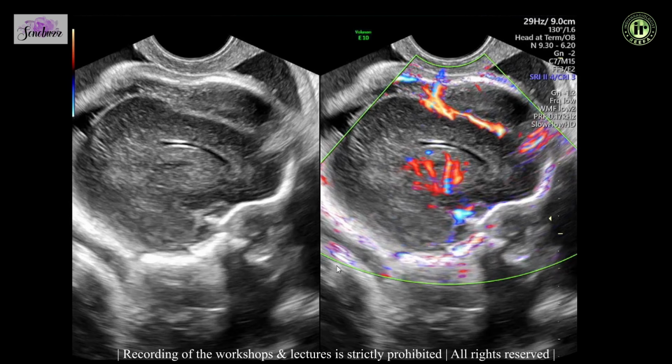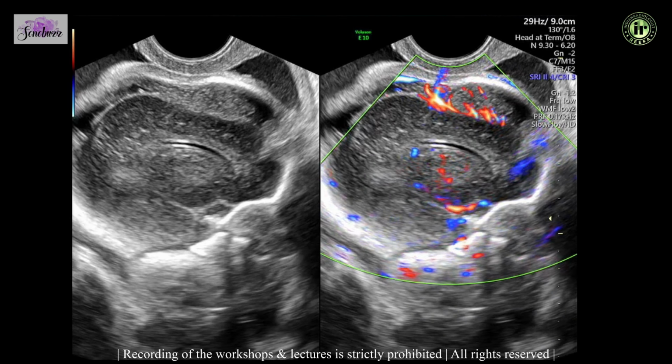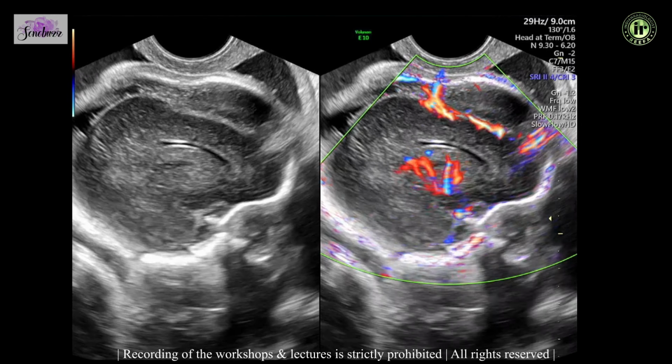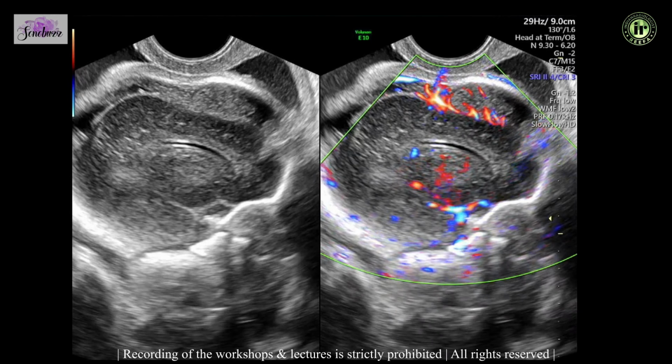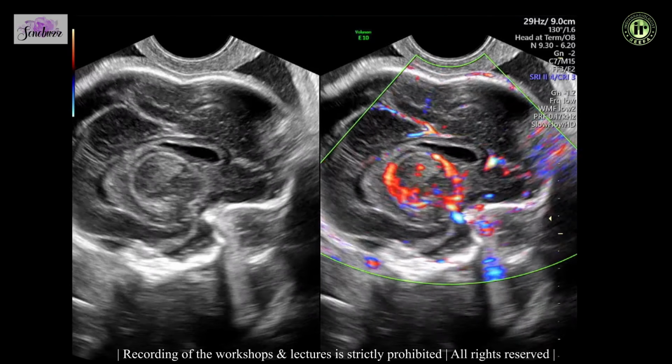These are the striate branches here, and these sometimes undergo inflammation whenever there is a CMV infection. It's called vasculopathy or striate vasculopathy. So here we can see the power Doppler outlining the corpus callosum.